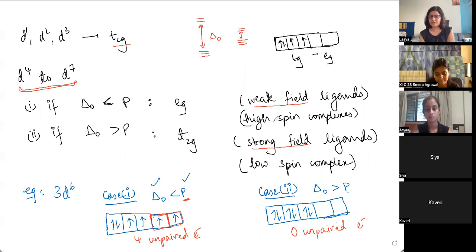So high spin and low spin come from this fact. Lots of unpaired electrons, high spin. Here, all the spins are getting cancelled out, so you have a low spin complex.